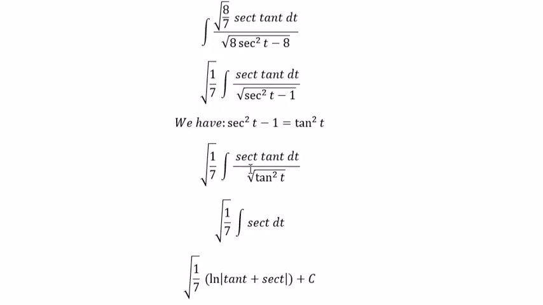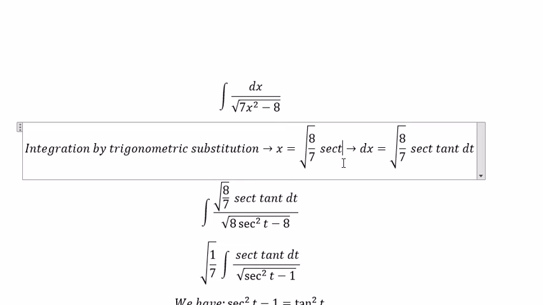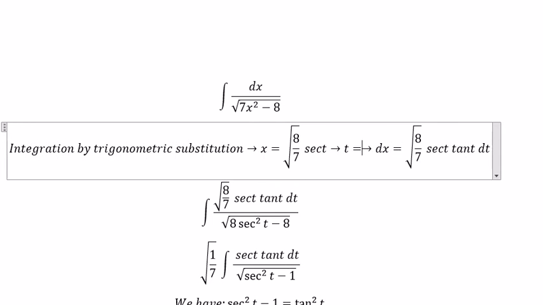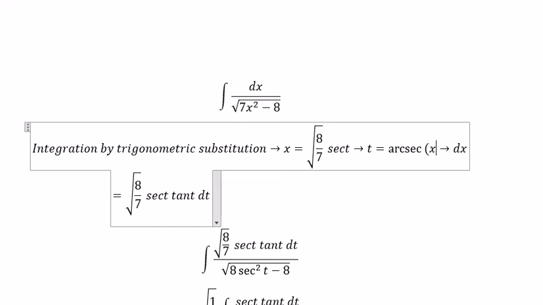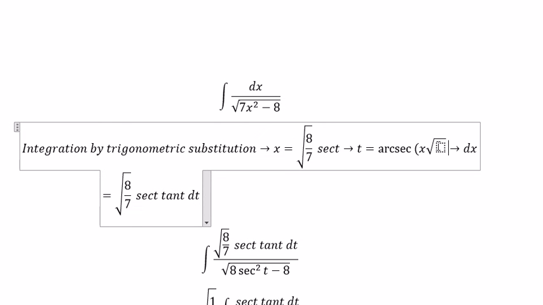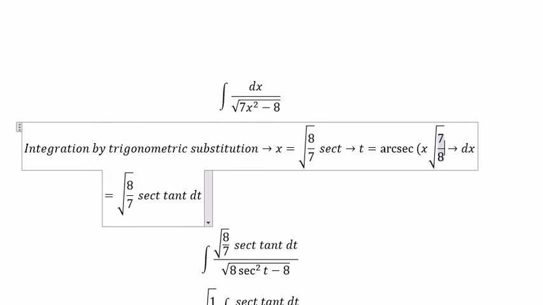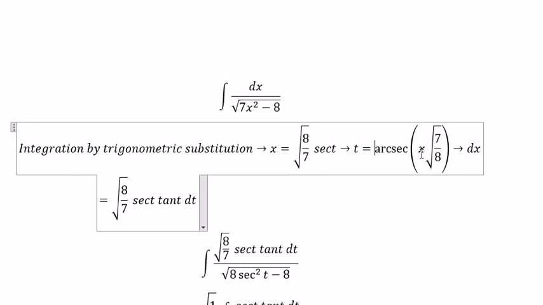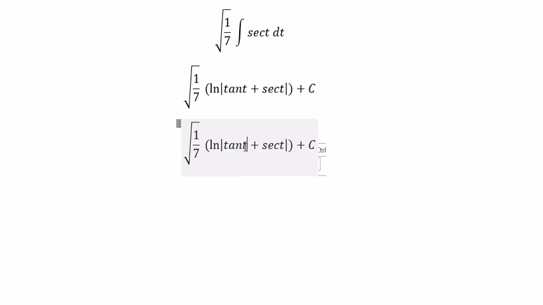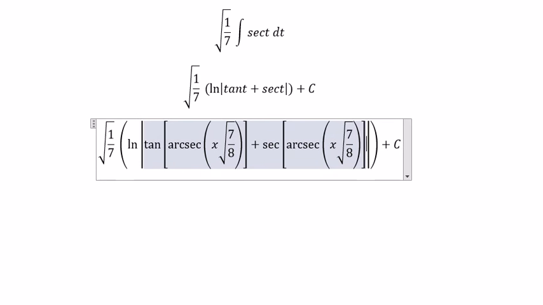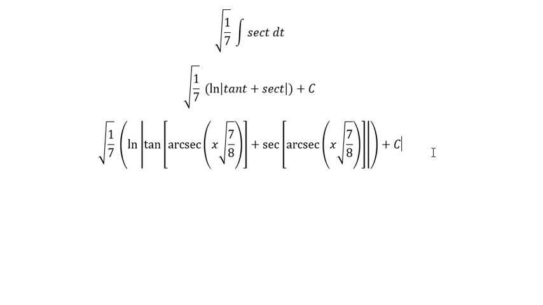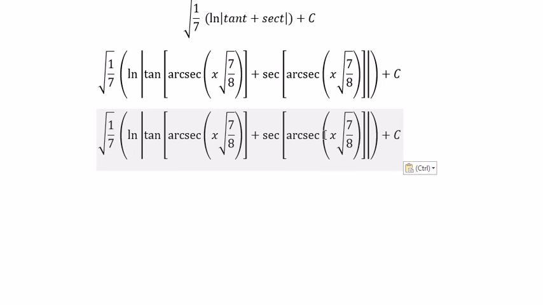About t, we need to change back for x, so that should be t equal to arc secant. And we divide both sides with the square root of 8 over 7. You got x multiplied with the square root of 7 over 8. We put this one in here. We know that secant of arc secant, you got this one.